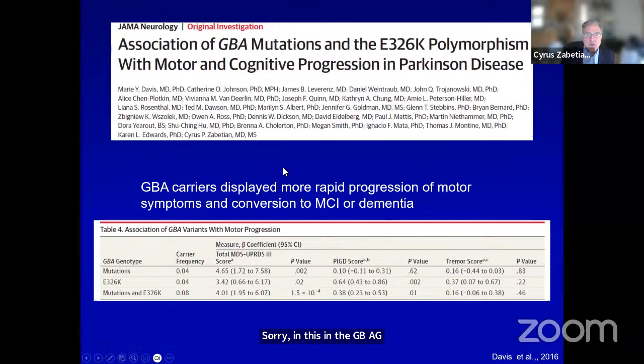And subsequently, we and other groups have shown that GBA carriers have a more malignant form of the disease. So they have more rapid progression of motor symptoms, and they convert from normal cognition to MCI or dementia more quickly. And this is just data from the study where, interestingly, we showed that faster progression in motor symptoms is mostly in postural stability, so PIGD score. So those features of the disease, rather than resting tremor. So their tremor scores in these patients declined much more slowly.